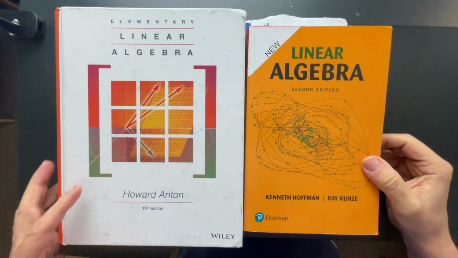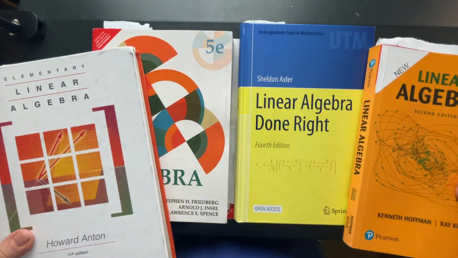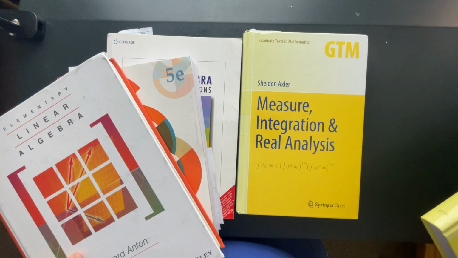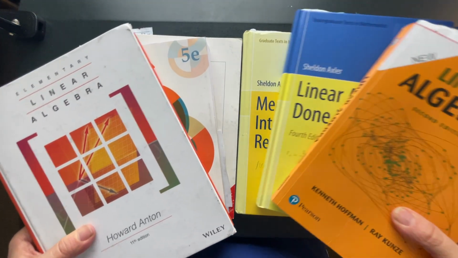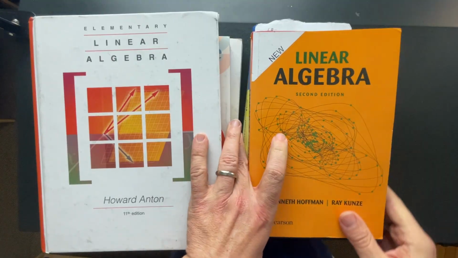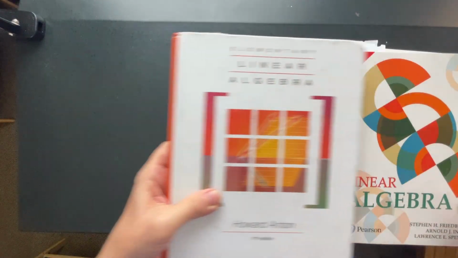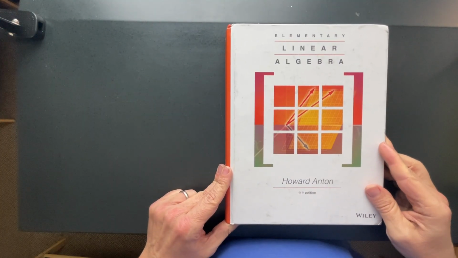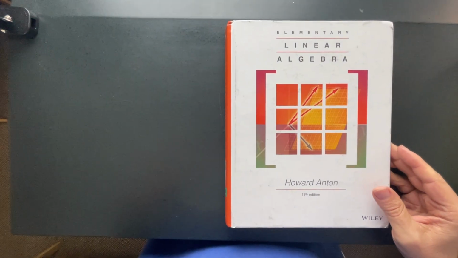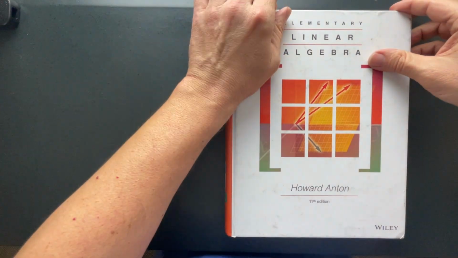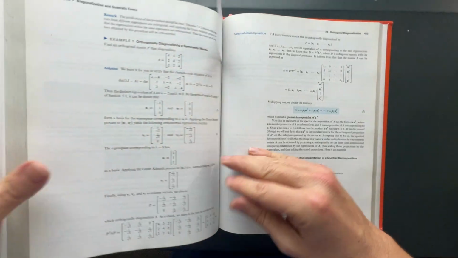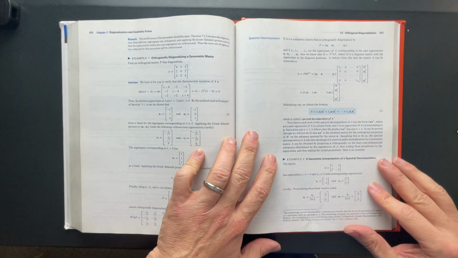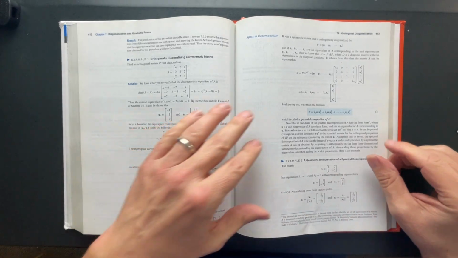I took a look at the Spectral Theorem in multiple linear algebra books, and there's even a cameo by Sheldon Axler's Measure, Integration and Real Analysis book for this particular topic, which I found very interesting. I'm going to get started with Anton, because Anton actually has a really good start, and since it's an intro book and one that I covered, I just wanted to start with it. And so here it goes.